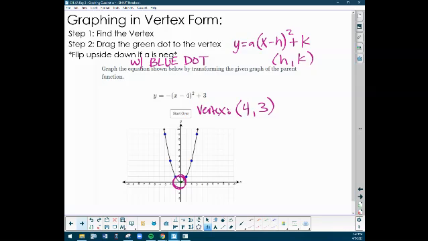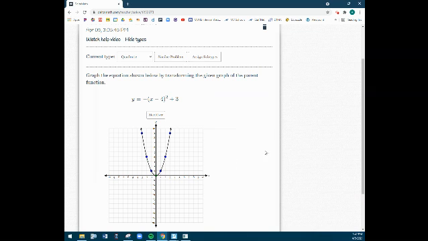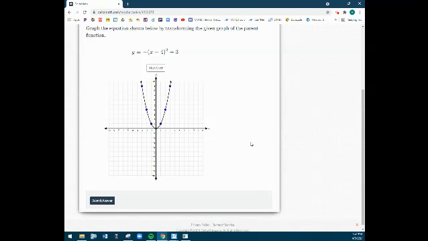Okay, so I can't really maneuver this without being on Delta Math, so I'm going to pull up Delta Math and show you exactly what I mean. Okay, so here is a problem. It says graph the equation shown by transforming the given graph of the parent. So I find the vertex, okay, opposite of h, so it's going to be positive 4 for my x, same as k, so positive 3 for my y. Notice how I'm dragging the green dot. I'm not doing anything with those blue dots. I just drag it over and up. Now it's at my vertex 4, 3.